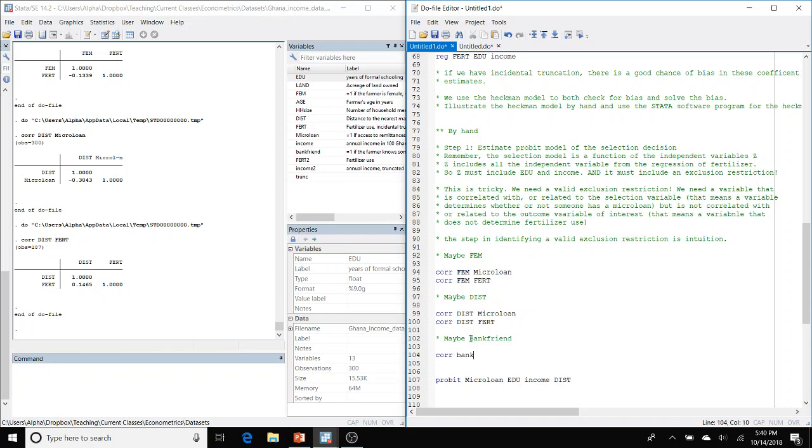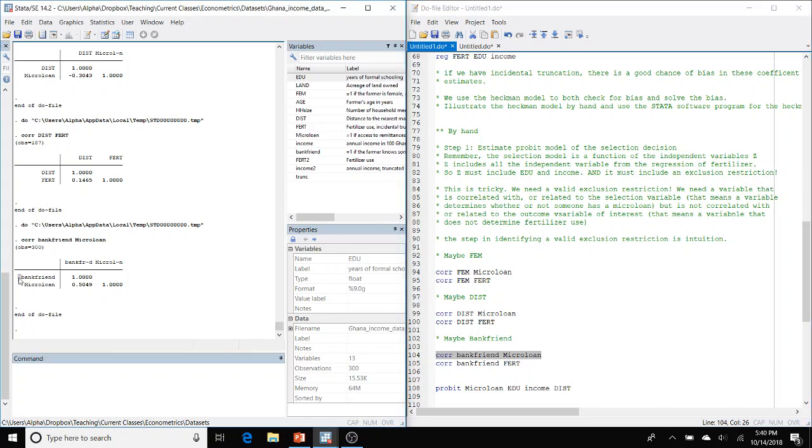So let's check it. Bank friend, microloan. We have to check both bank friend and fertilizer. Bank friend and microloan: 0.5. Okay, these are very highly correlated, which makes sense. If you know someone at the bank, they probably can help you get your loan application approved. You're probably much more likely to get a microloan. So that's good.